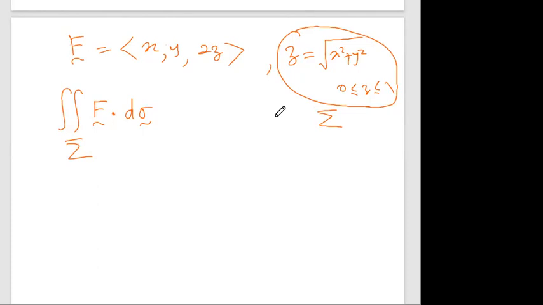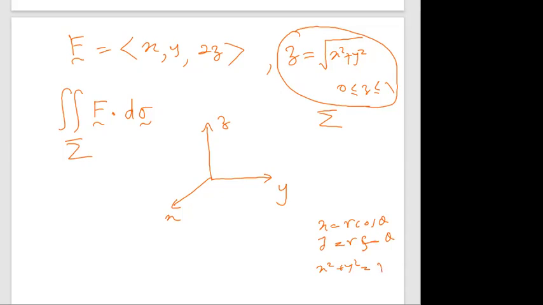First of all, we have to identify what this object is. Let's draw a small diagram, X, Y, and Z. You can use polar coordinates here. X is equal to R cos theta, Y is R sin theta, and if you take X squared plus Y squared, which is R squared, that equals Z squared.